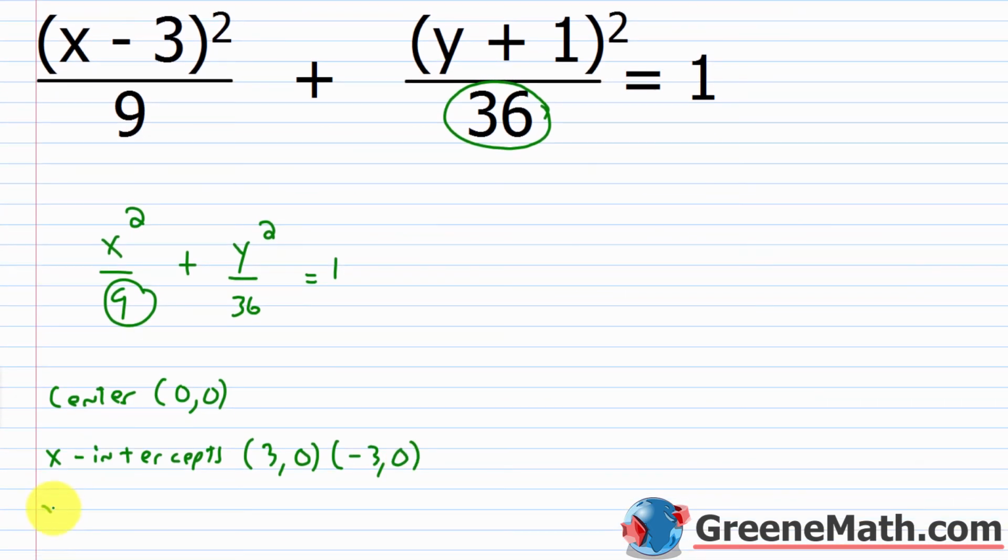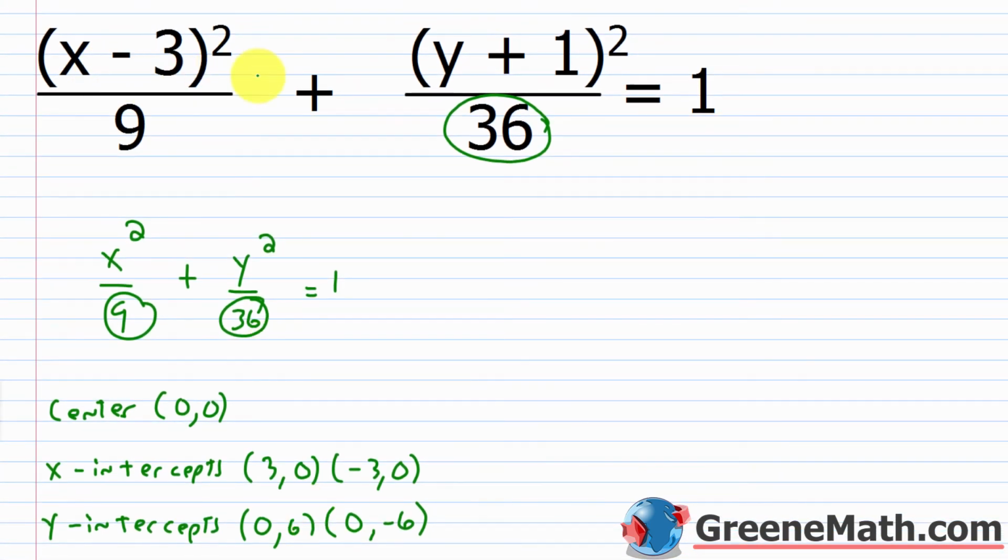And then my y-intercepts would occur where? Again, plus or minus the square root of 36 is plus or minus 6. So 0, 6 and 0, negative 6. Okay, so I could plot those 4 points, I could sketch my curve around the 4 points, and I'd be done.